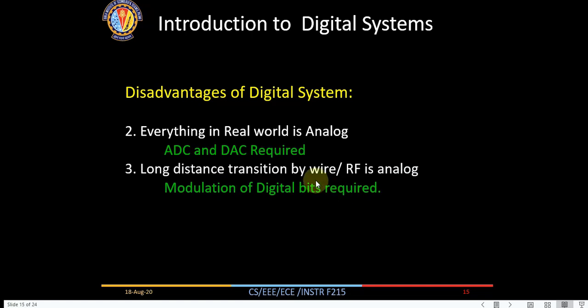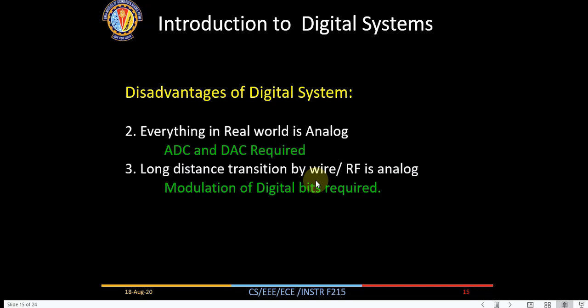All these signals, when you transmit from place A to place B, you can't transmit just plus 5 volt or minus 5 volt, or a 0 volt. RF doesn't work. It requires an analog signal. Even in a wire, if you try to transmit plus 5 and minus 5, there will be a lot of leakage and dissipation, and you won't get the correct signals. It is always better to transmit analog signals.